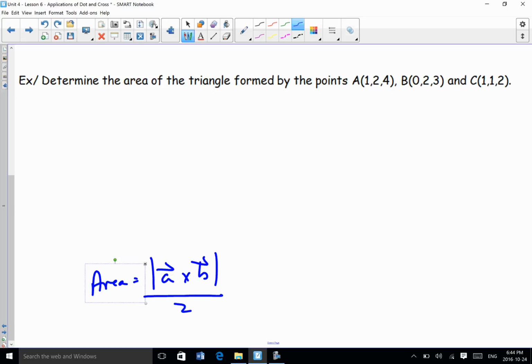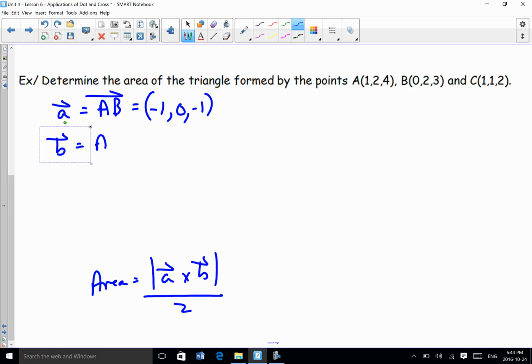Okay, so I've got 3 points that are forming my triangle. Points aren't really helpful to us. We want to turn these into vectors. So I need to figure out one vector. I'll call it A. Maybe that's going to be my AB idea. So if I subtract, I get -1, 0, -1. If I try a second one, we'll call that AC. It wouldn't matter if I did BC, that's totally fine also. And I'll get 0 and -1 and -2.